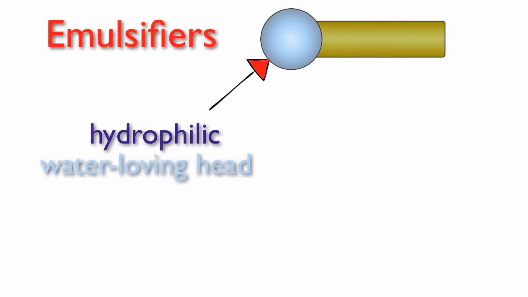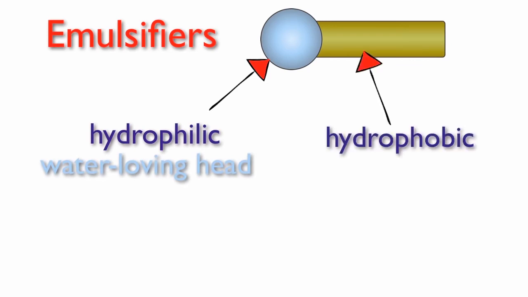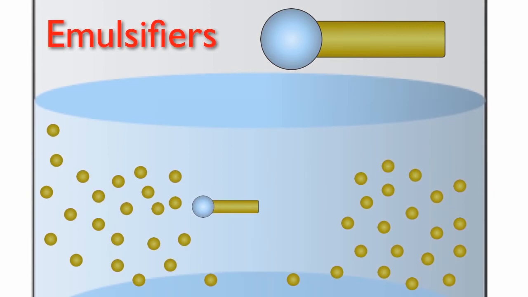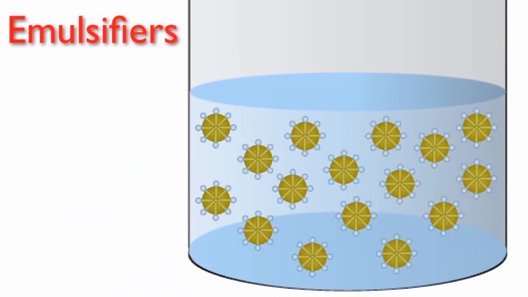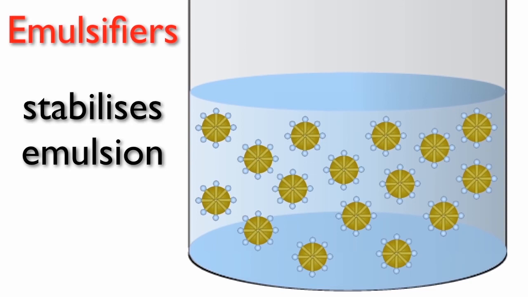All emulsifiers have two components, a hydrophilic or water-loving head and a hydrophobic or water-fearing tail. If we added lecithin to our original oil and water emulsion, its hydrophilic head will prefer to associate with water and the hydrophobic tail with the oil droplets. This prevents separation and thus stabilizes the emulsion.